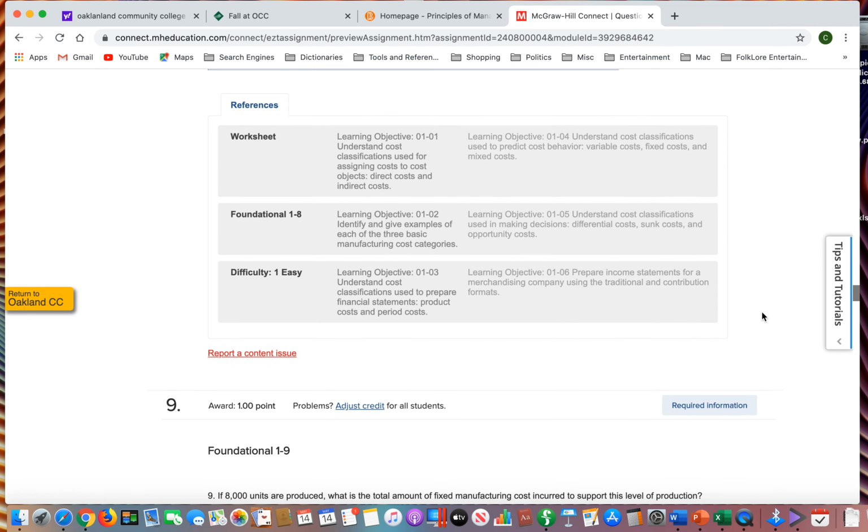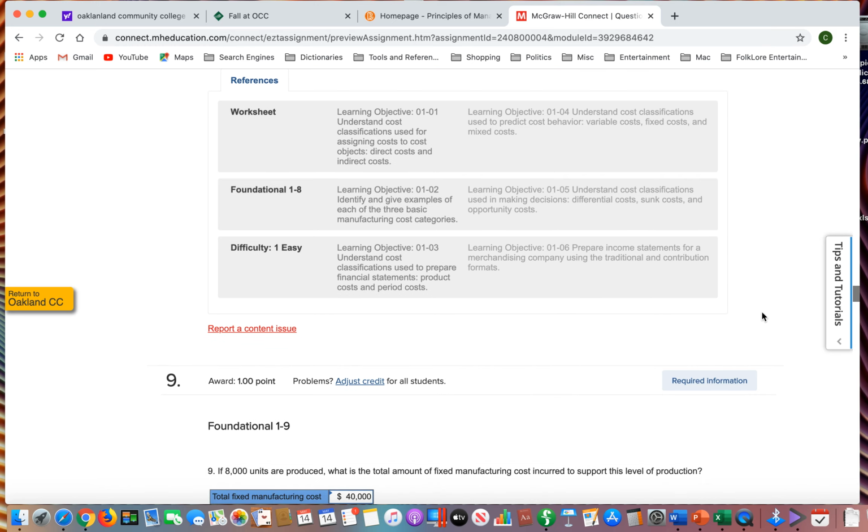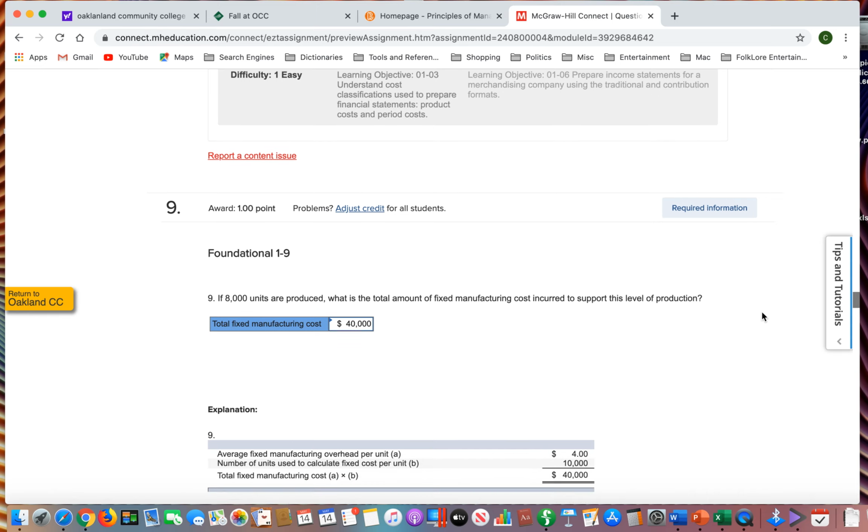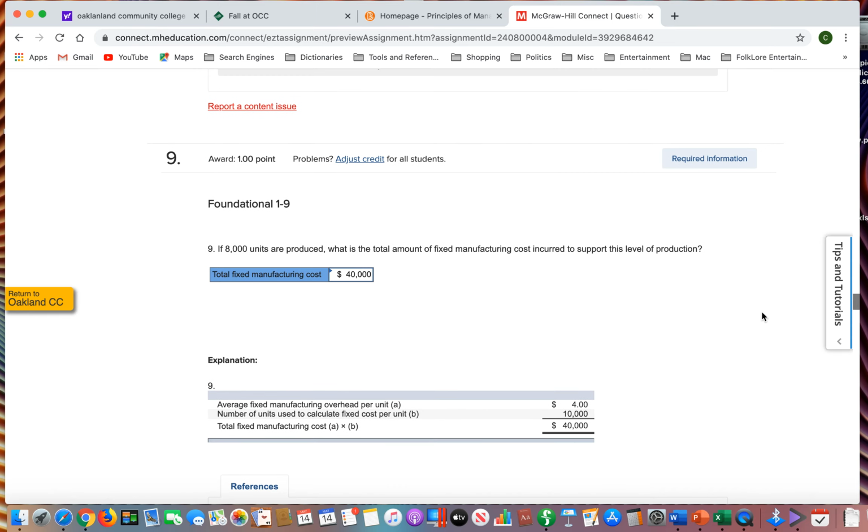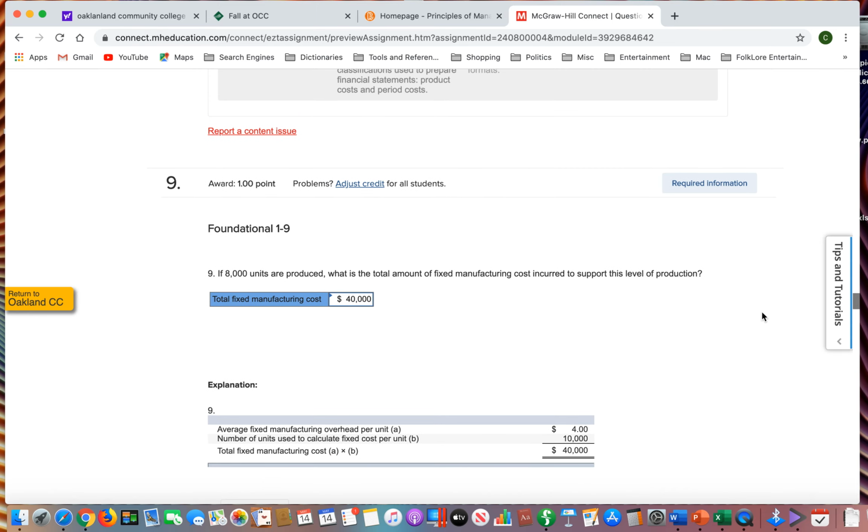Well, anyway, if 8,000 units are produced, what is the total, not unit, but total amount of fixed manufacturing costs incurred to support this level of production? With 8,000 units, remember, it was $5 per unit two or three problems ago. So 5 times 8,000 is 40,000.